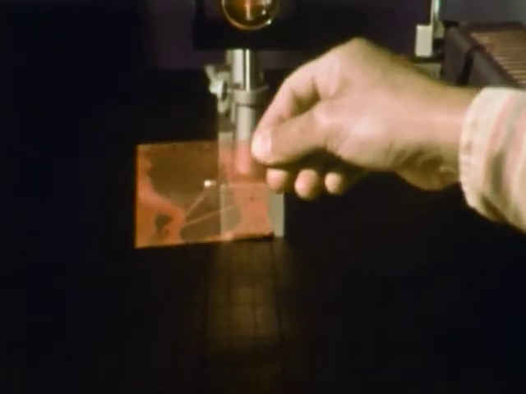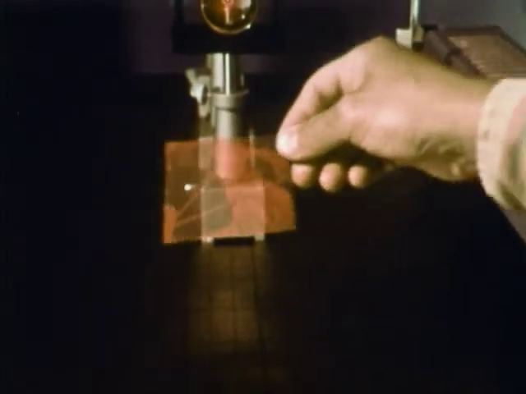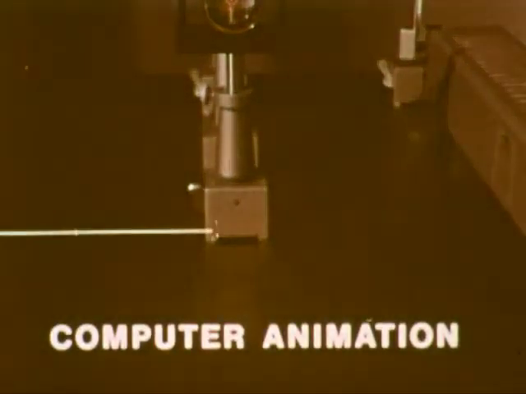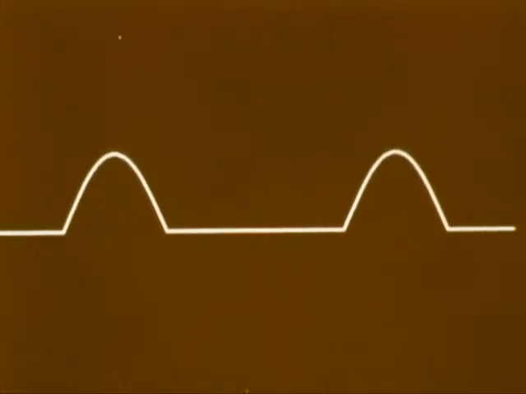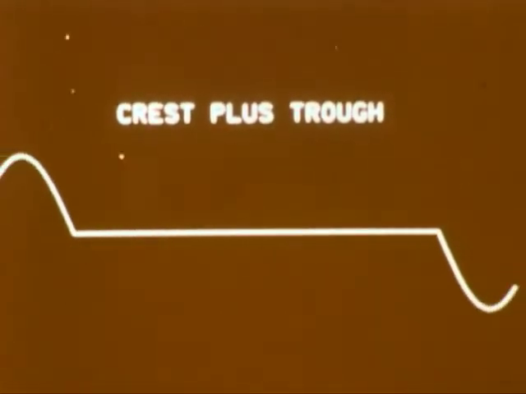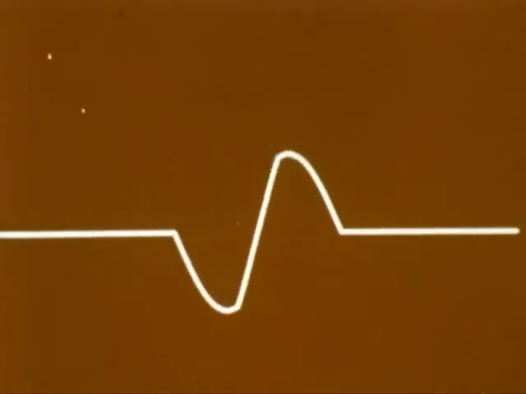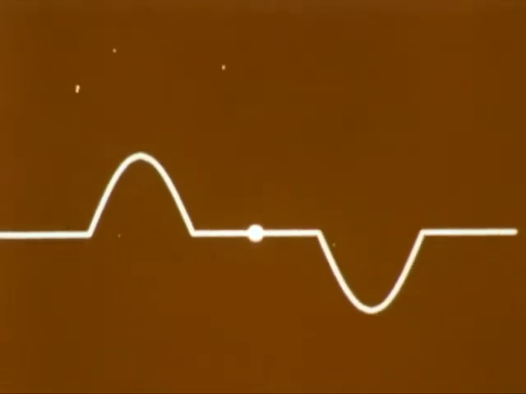In order to understand holography, you have to understand something about waves. When waves meet, their effects are additive. When two crests meet, we get an increased effect. But when crest meets trough, their effects cancel out. This interference effect is important in holography.